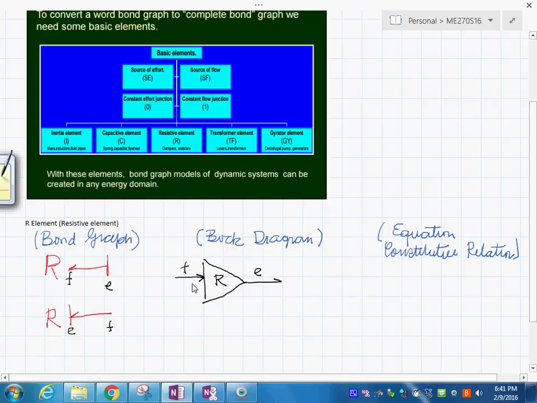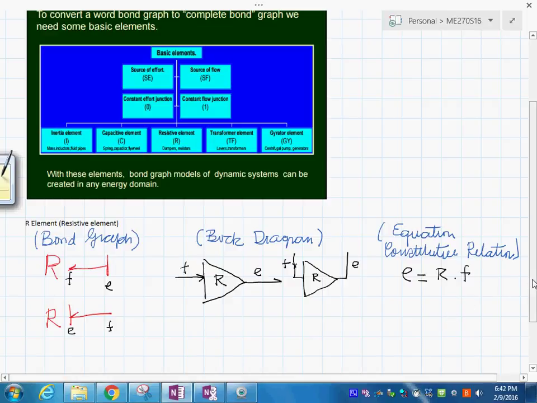What comes in here is F, and what goes out is E. See, and this is R. So I don't want you to get confused. These two are the same thing. But what you are seeing here is that the variable effort is equal to R times the variable flow. So you see this constitutive relation, this equation, corresponds to this block diagram or to this bond graph model. It is a totally direct relationship.